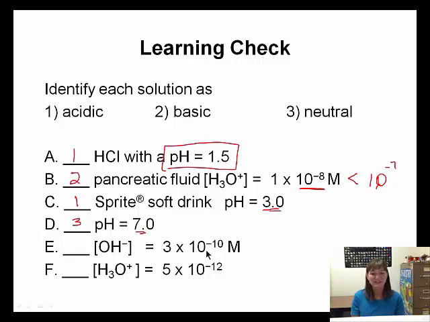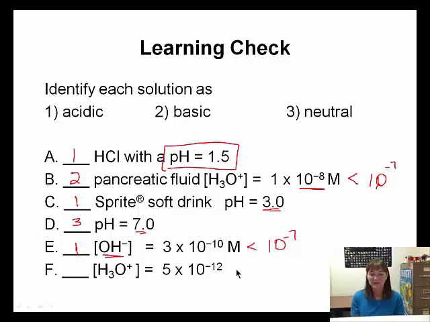Hydroxide concentration is 10 to the negative 10. So how does that relate to 10 to the negative 7? Well, 10 to the negative 10 is less than 10 to the negative 7, so that means I do not have much hydroxide. So if my hydroxide is low, that must mean my hydronium's high, and that is a situation that is acidic. That would be a 1.